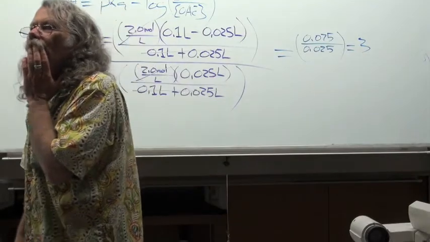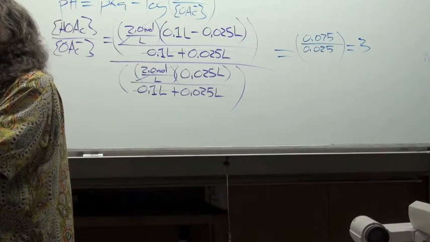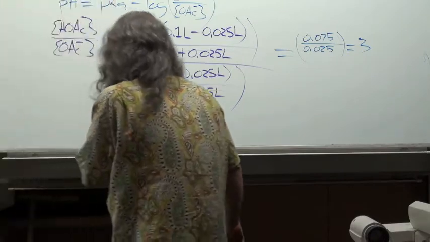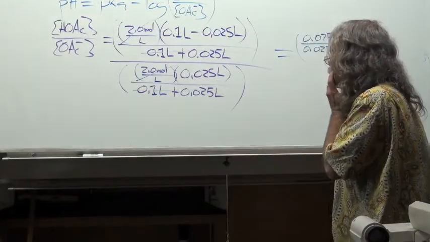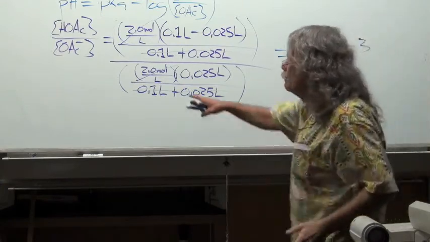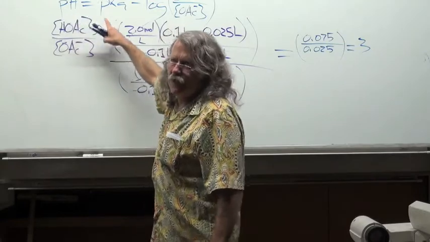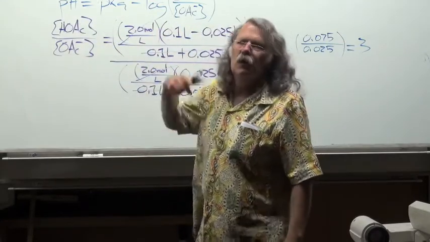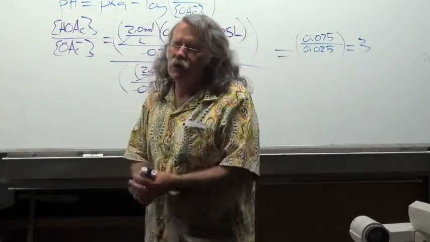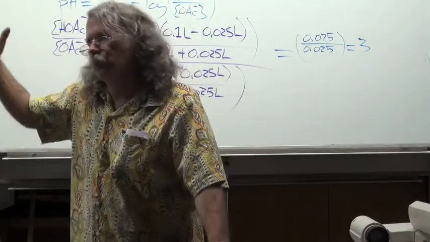What if you started with base instead of acid? Would you have OAc over HOAc instead of your log there? If you started with base instead of acid. Yeah, oh yeah. We'd have pKb, same thing. We'd be doing pOH and pKb, and then what relation would we use to find the pH? I'd be solving for pOH.